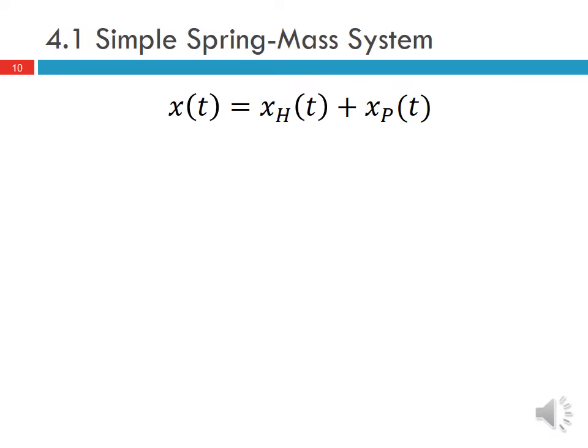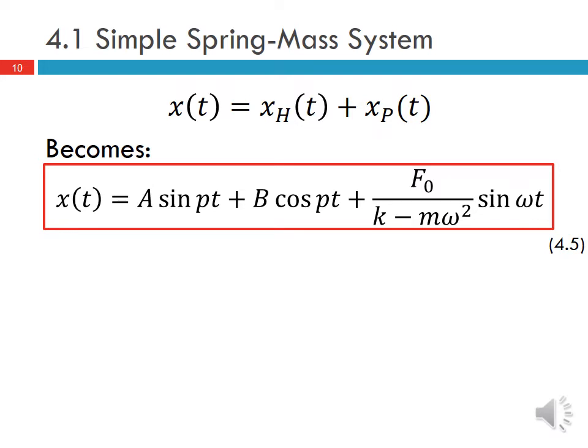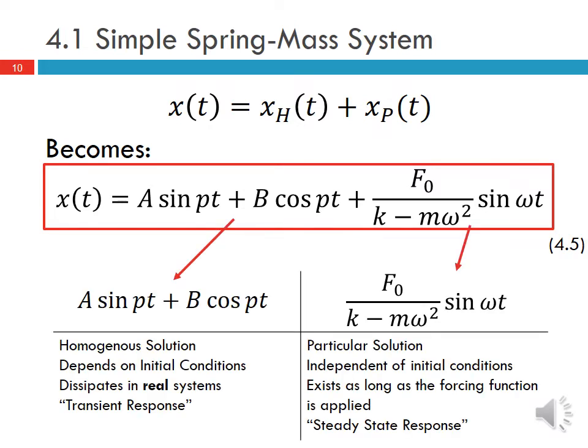So now our total solution is our homogeneous plus our particular solutions, and we found those two solutions independently, and then we can combine them together. So our total response is given as this expression here, where the a sine pt plus b cosine pt is the homogeneous solution. It depends on the initial conditions. If we recall, that's how we end up finding our a and our b. And it dissipates in real systems because in a real system we would have some damping present. So we would have a damping term or a decaying exponential in front of this, which means that in a real system this would dissipate over time. So this is known as a transient response.